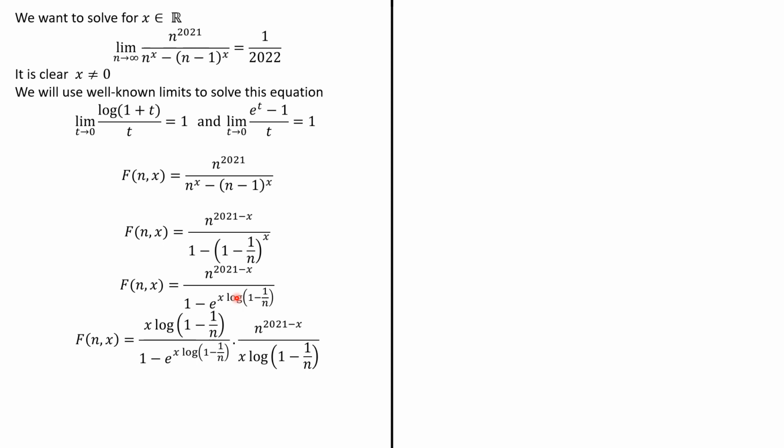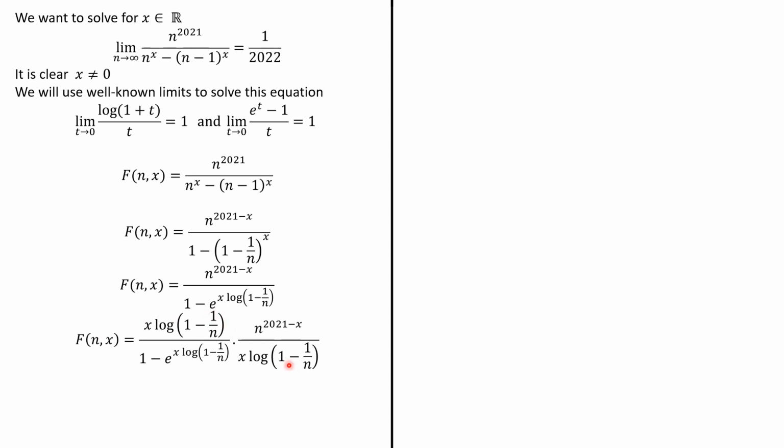So what we do next is that we had t here as a numerator. t is x multiplied by log of 1 minus 1 over n, and then we compensate here on this denominator. And this is still the same quantity, f_n(x).